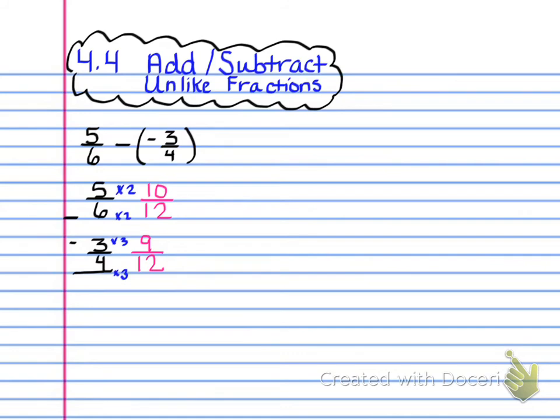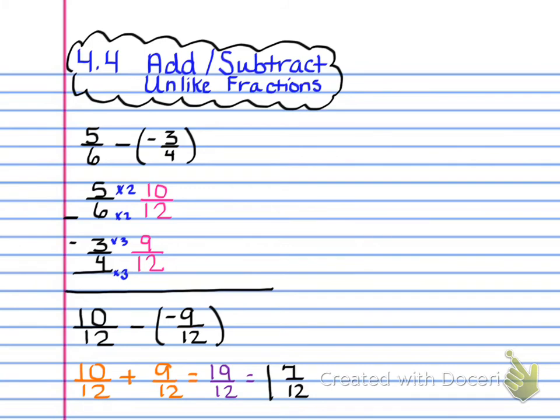Once I have the numbers that they're going to be changed into, I'm going to set the problem up horizontal again. And the reason I'm doing that is so that I can apply the integer rules for keep, change, change. Because if you notice, this is subtracting a negative. So it's going to be important that you take 10 twelfths plus 9 twelfths equals 19 twelfths. So now you want to make sure that you change that back into a mixed number because you have 19 twelfths. So that's going to be 1 and 7 twelfths, and you're going to put a box around your answer.